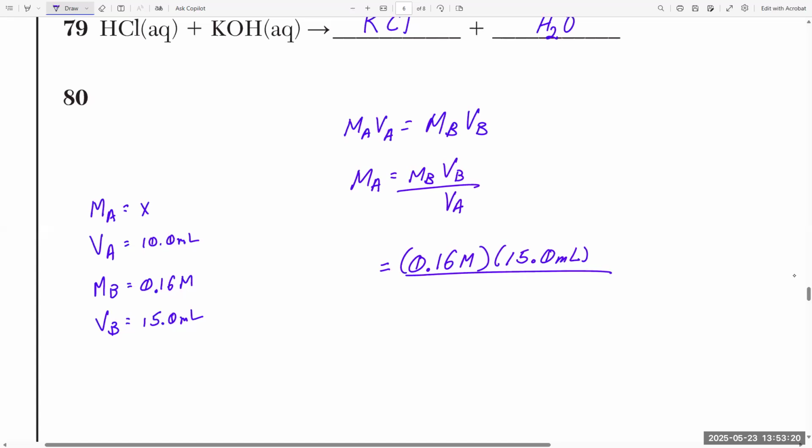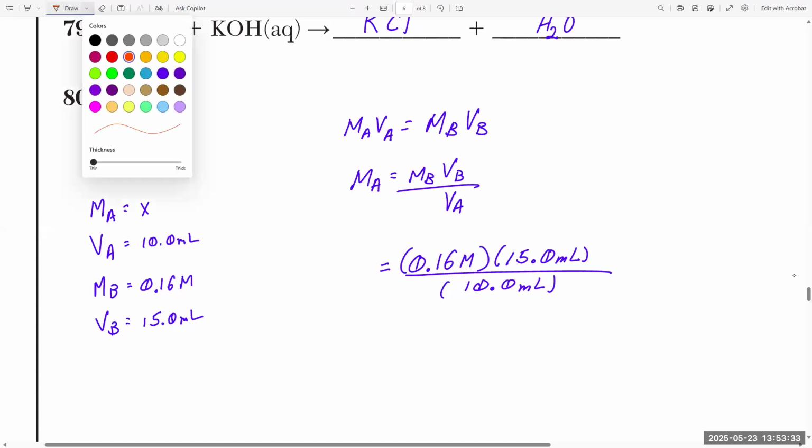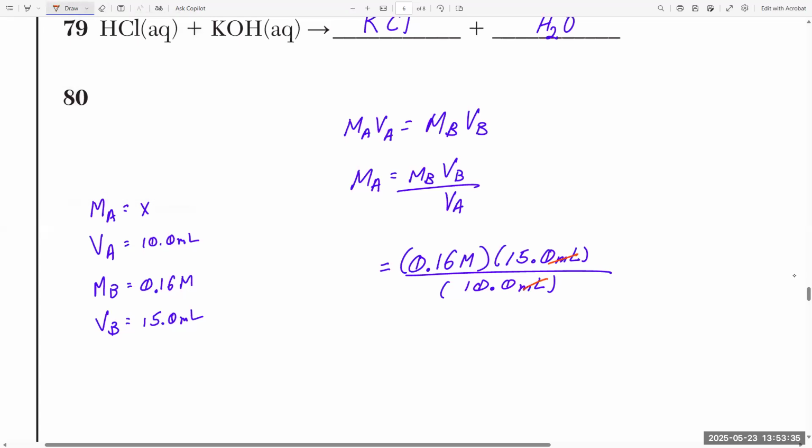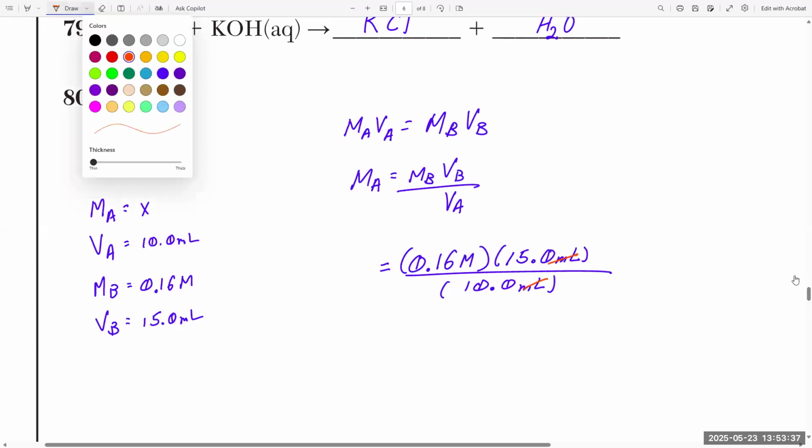If you're screaming, Mr. Kim, you didn't convert it to liters. Kids, you don't have to. I'm gonna show you in a second why. Kids, what happens to the milliliters? That's right, it cancels itself out, leaving us with molar. So therefore, we're okay. What happens if you change the VA to 0.01 liters and the VB to 0.015 liters? It's going to be the correct answer. They're going to still accept it, okay?